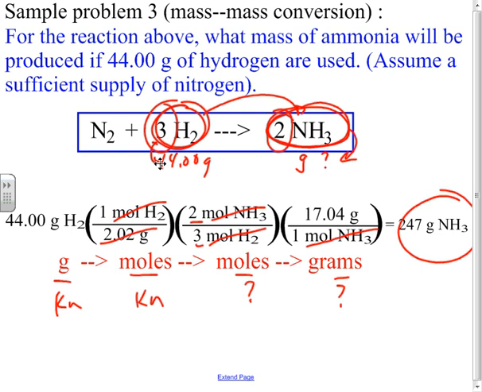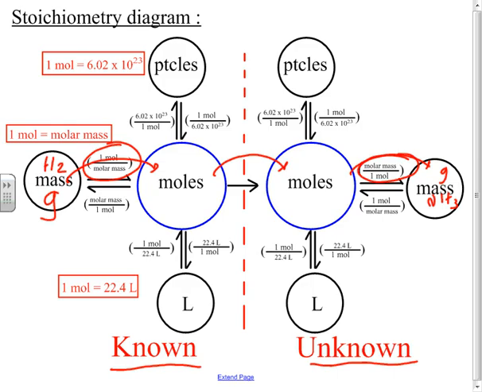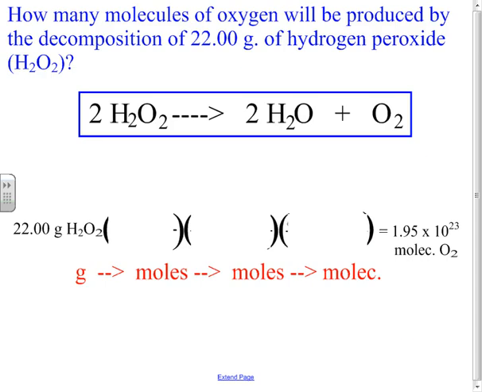So again, this is a grams to moles to moles to grams problem. And on the mole map, again, we're going straight across this axis here on the mole map. Everything else is a variation of that same theme. For example, this one asks how many molecules of oxygen will be produced by the decomposition of 22 grams of hydrogen peroxide. So again, we need to write the balanced chemical reaction.